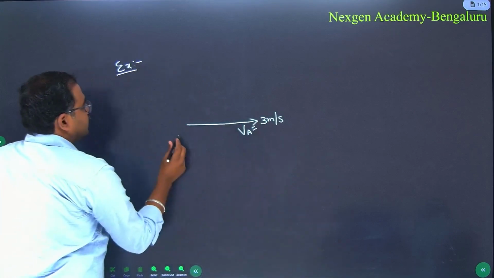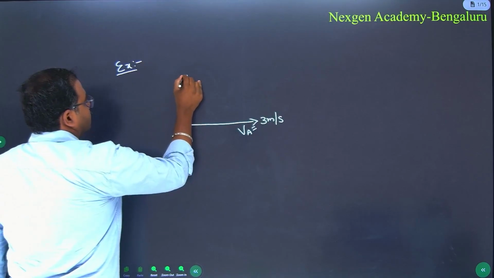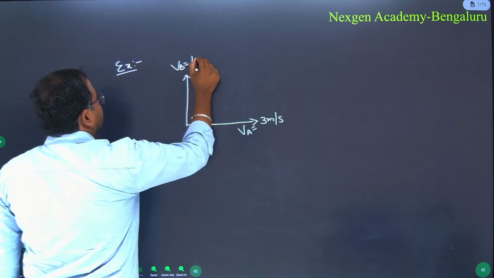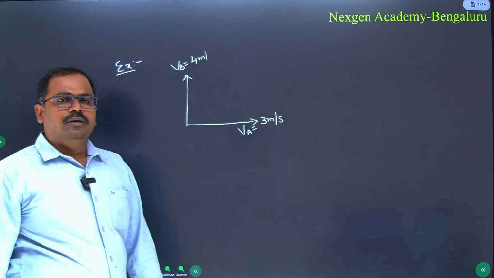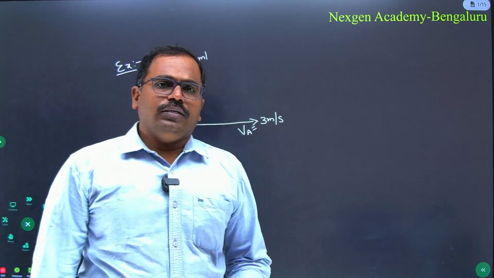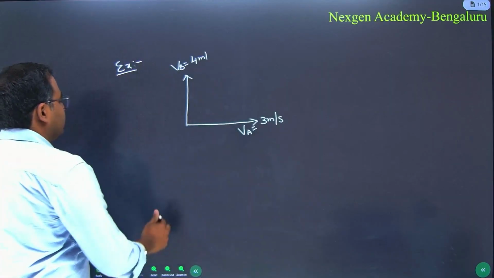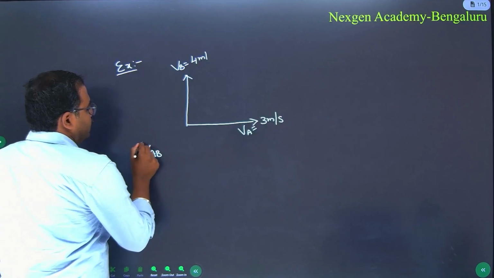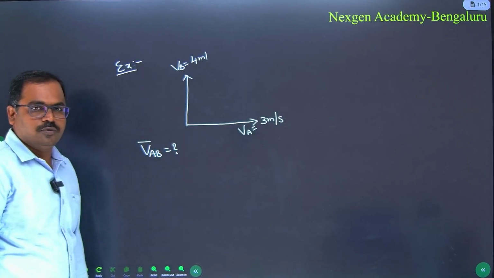Similarly, another body B is moving along y direction. Velocity of B is equal to 4 meter per second, but it is along y direction. Now the question is the relative velocity of A with respect to B. VAB is what we are supposed to find.